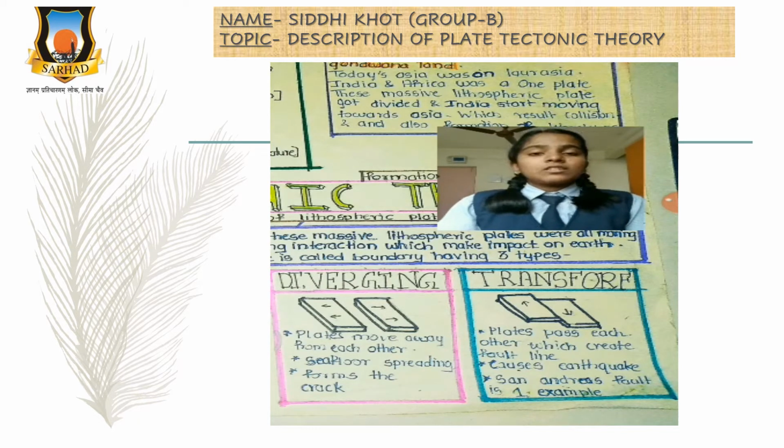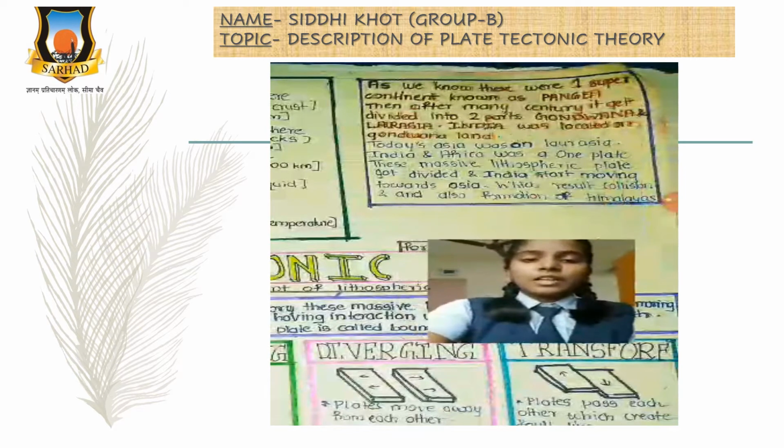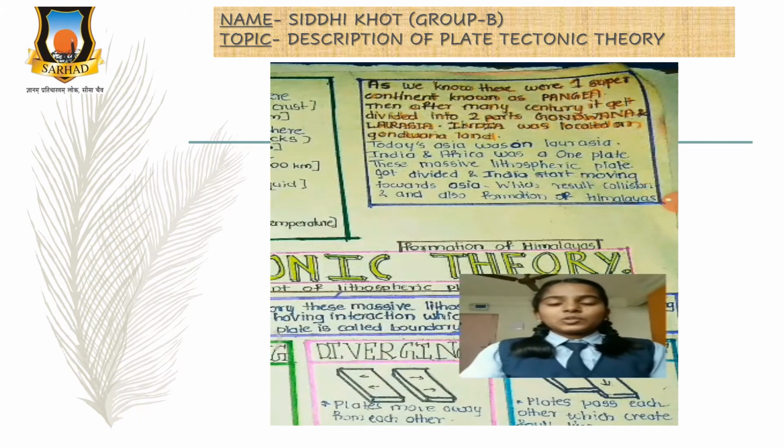Here you can see one example of a transform boundary. So now I will tell you how India was formed, how the Himalayas were formed. This is such an interesting theory, how India was formed.